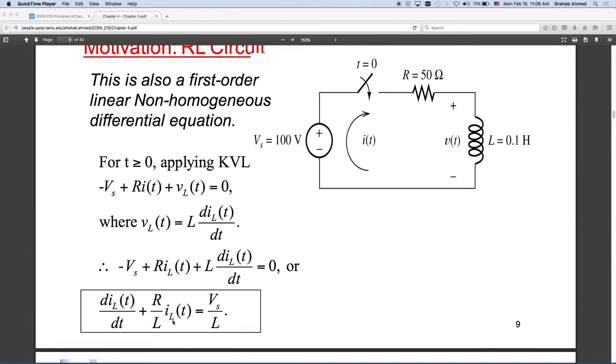So the format of the equation looks the same, just with different parameters. The format is the same. Same thing, if I don't have a source, this right hand side is 0. It becomes a homogeneous equation.